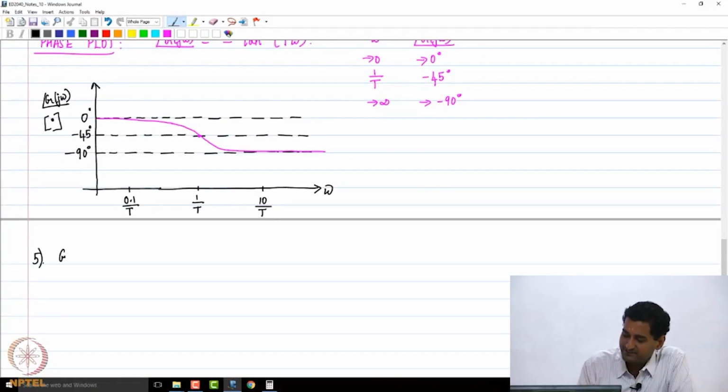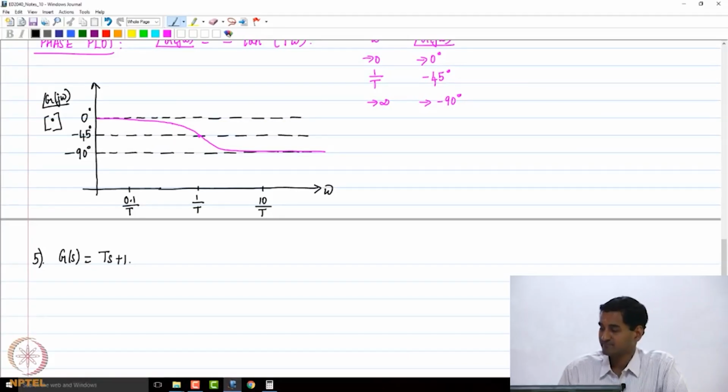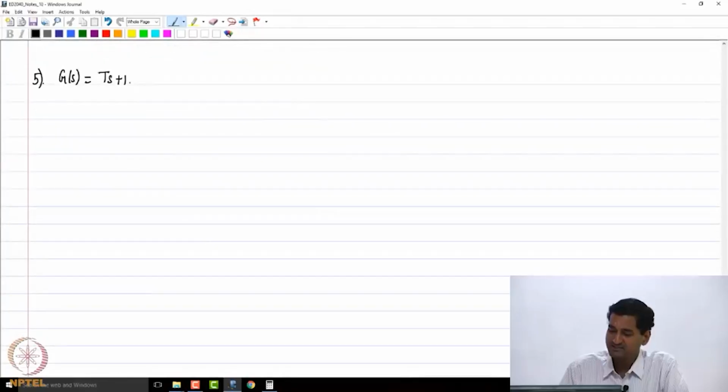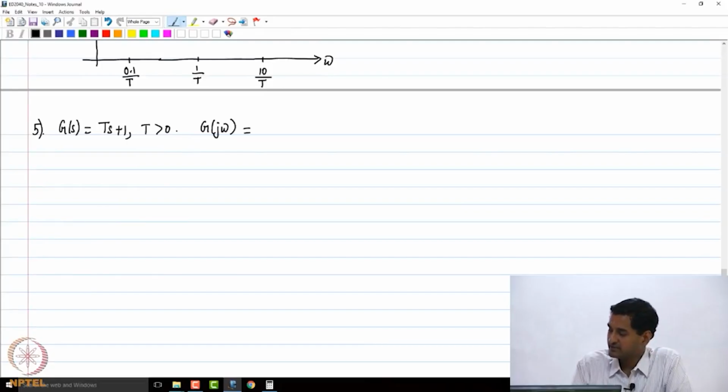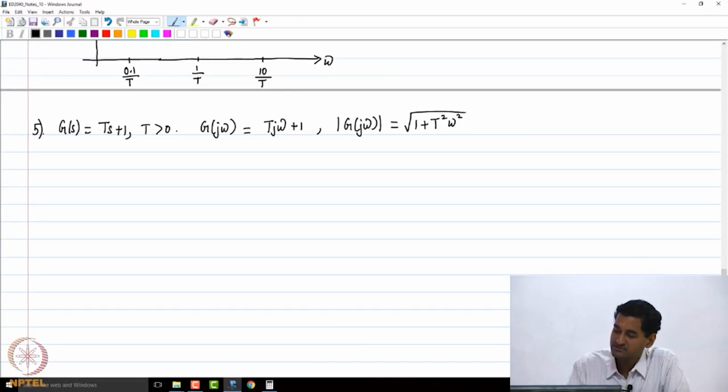when we have a factor of the form Ts plus 1. We considered 1 by capital Ts plus 1. Let us now consider the reciprocal, Ts plus 1, where T is greater than 0. Immediately we see that G of j omega is going to be Tj omega plus 1. This implies that the magnitude of G of j omega is going to be the square root of 1 plus T square omega square.